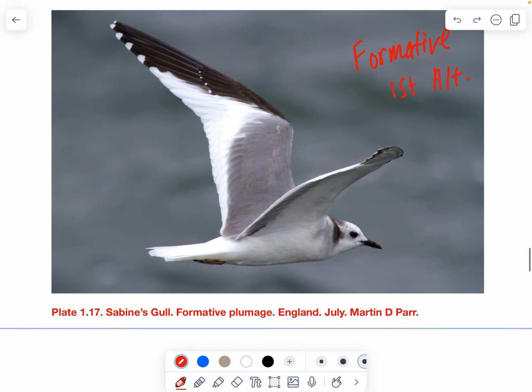The bill pattern is sometimes used to age some of these formative birds, but even adult Sabines in August, September can start to show a dull bill pattern, but that in July I think is helpful in aging this bird. But the hind collar as well. It doesn't look like a bird that is attempting to be an alternate adult. So we can hold this individual back and call it first alternate.